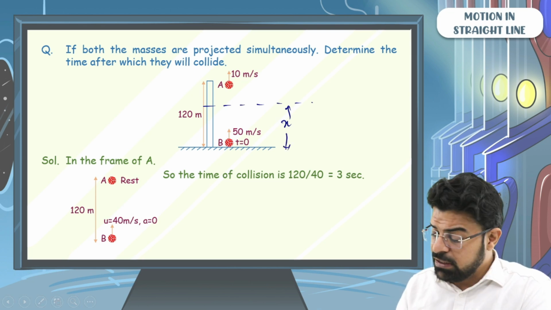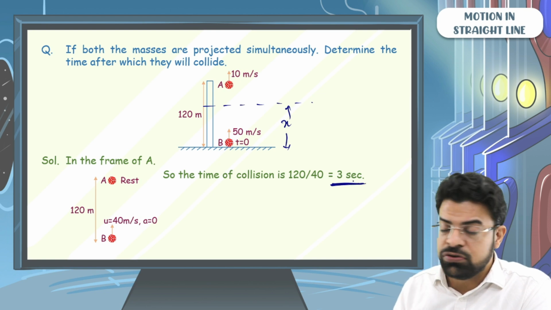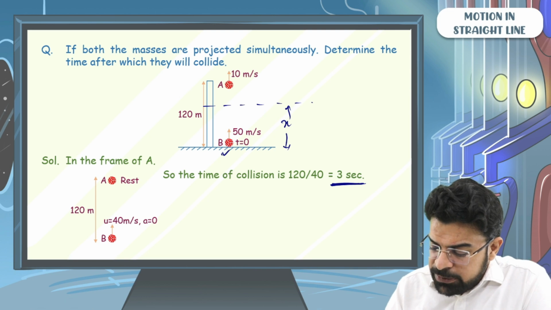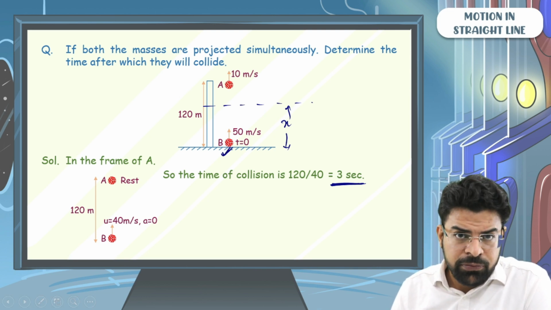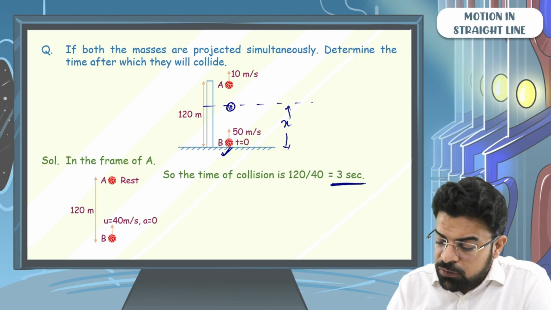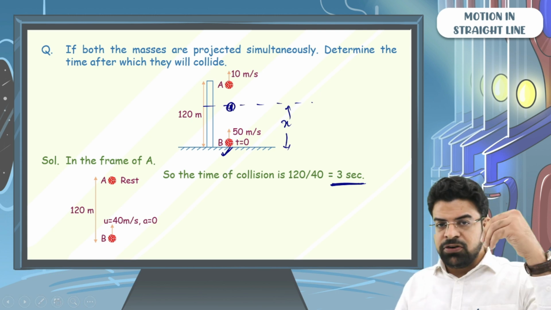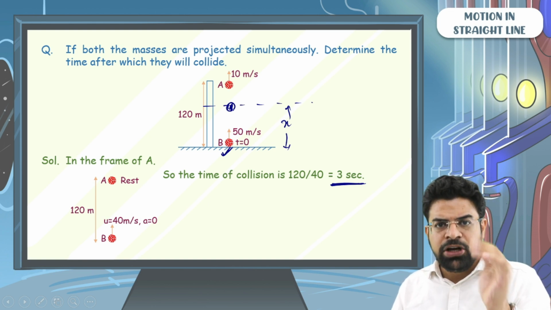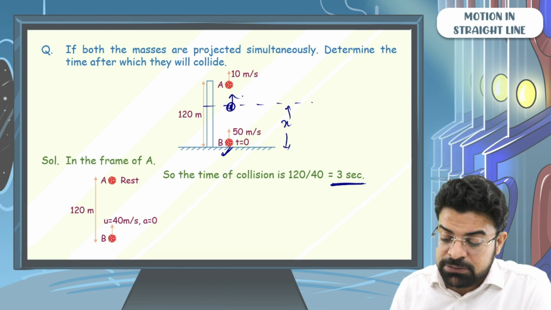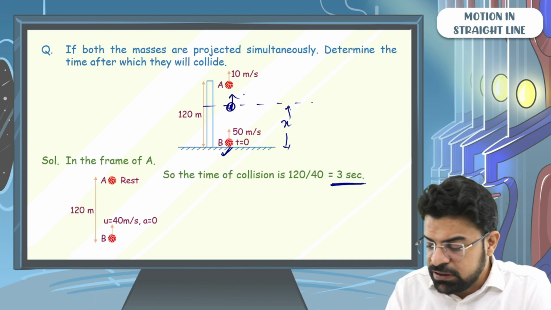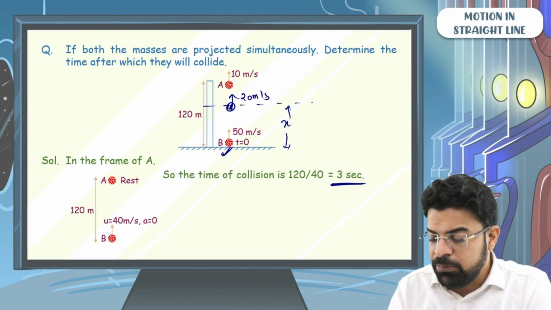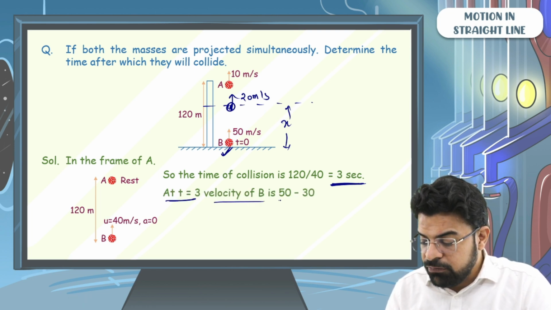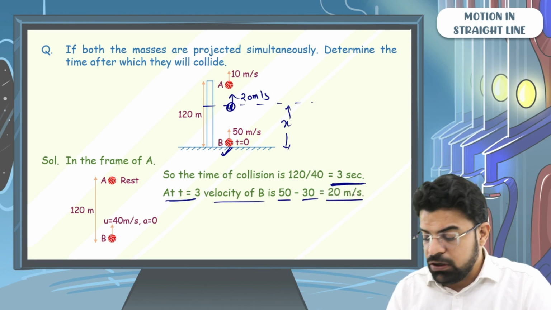So once you know that the collision will take place at time equals 3 seconds, come back to the ground frame. This ball B has been projected up with a speed of 50. After 3 seconds, what will be the velocity of B? Sir, acceleration is downward 10 meter per second square, so every second the velocity will decrease by 10 meter per second. In 3 seconds the velocity will decrease by 30 meter per second. So at time equals 3, the velocity of B will be 50 minus 30, that is equal to 20 meter per second upward.